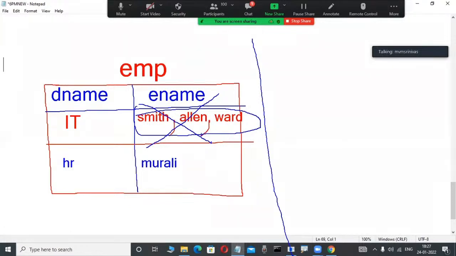Actually, this table is not a problem. Table creation here, Smith, Allen, Ward, is working. But why is it not recommendable? Every cell having a single value means table creation is not the problem. Another thing is the problem. What is that?